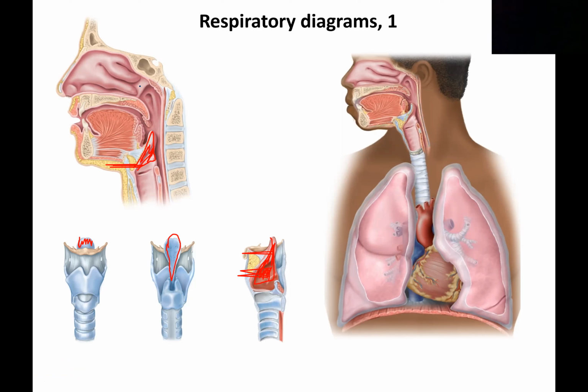Then you have the thyroid cartilage here. You have the thyroid cartilage here. I know you don't have this as a picture, but you have a model that looks like this. So all of that would be the thyroid cartilage. In the mid-sagittal, it's here.